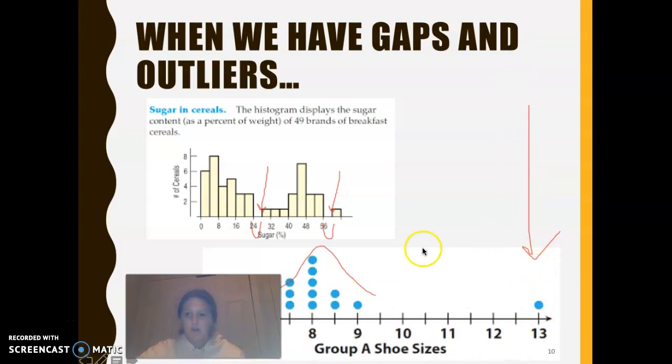We would ask ourselves, what's that person's height maybe? What ages are we talking about? Why does someone have a shoe size of 13? If we're talking about middle schoolers, for example, I don't know. But gaps and outliers are super important to identify. Once we identify them, we put them in the context of the problem.